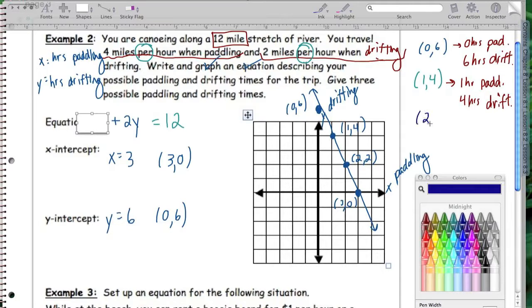And we could keep going with this. (2, 2) is going to be 2 hours of paddling, and then 2 hours of drifting. So that's another combination we could follow. And then the last option we had was (3, 0). And this ordered pair stands for the option of 3 hours of paddling, so paddling the entire time, 0 hours of drifting, and that means we will get our 12-mile span covered in a total of 3 hours.